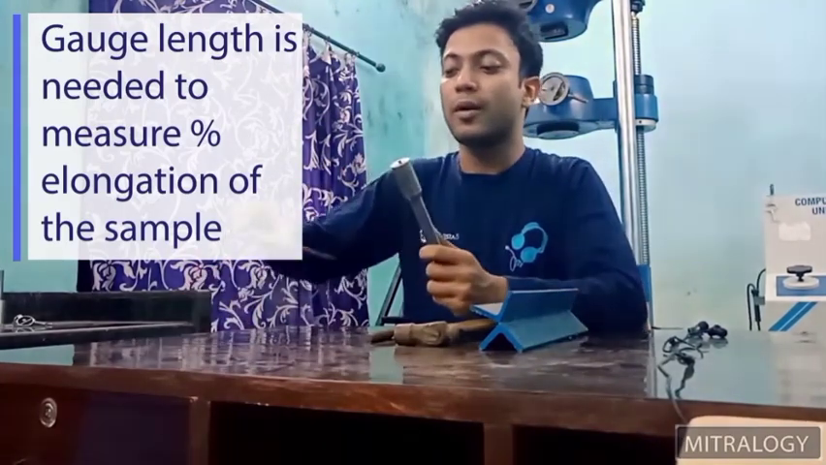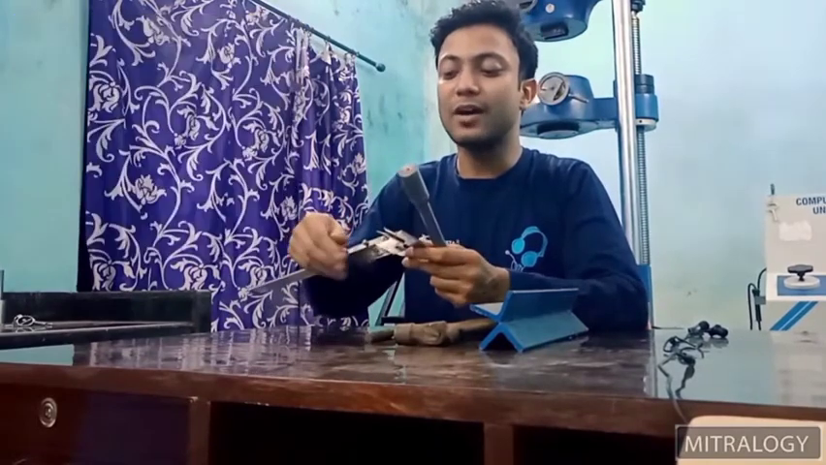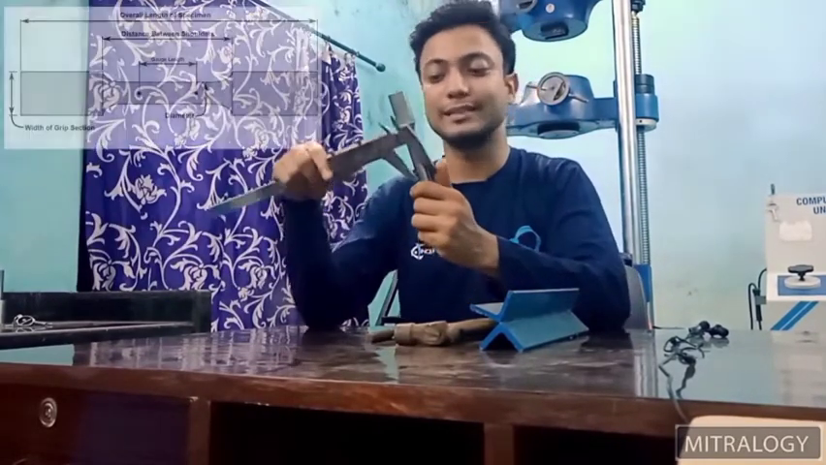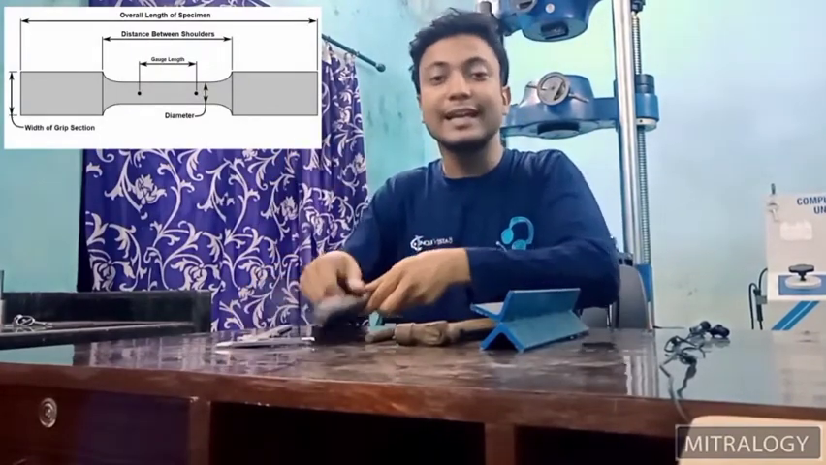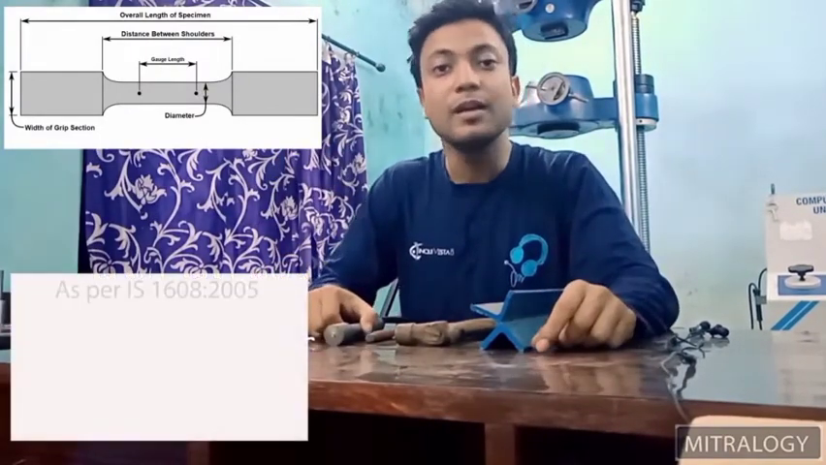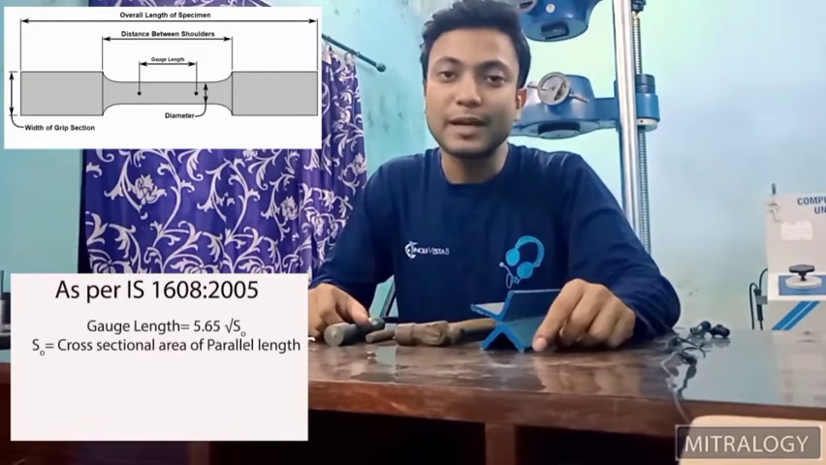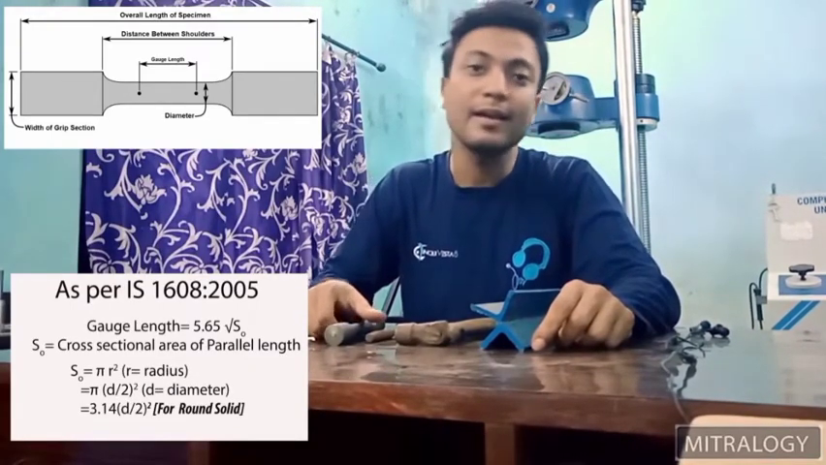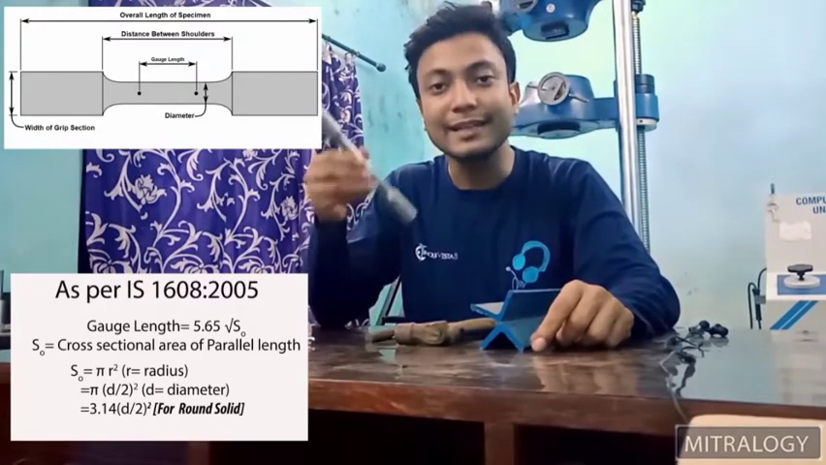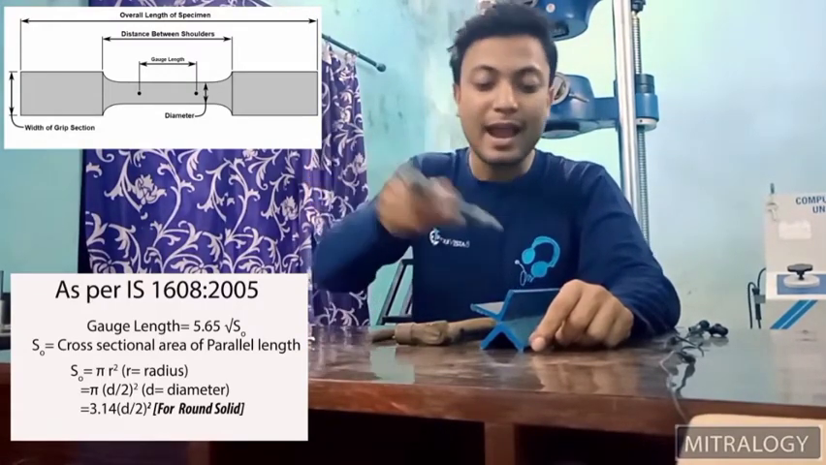So at first we are measuring the diameter of this round solid. This is 16 mm. So the gauge length will be 5.65 root over the cross-sectional area. So it will be 80. So we will take a gauge length of 80 and mark it.